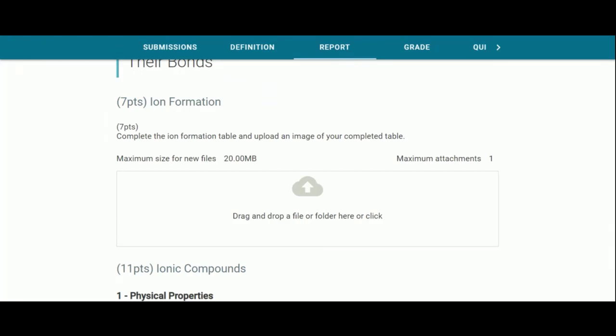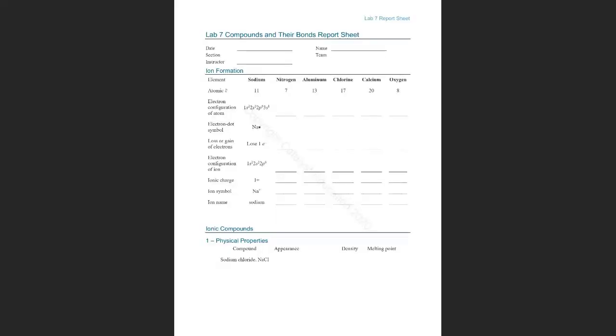I'm going to go to the appropriate page, which is 13. What you need to do is write out the electron configuration of each of the different atoms, and write the Lewis dot symbol of the atoms, whether it loses or gains electrons, the electron configuration of the ion, and the ion charge. It has one example done for you. I'll do a couple more, but the rest you'll have to complete on your own. I'll do chlorine and calcium.